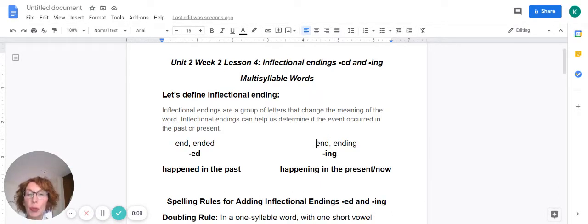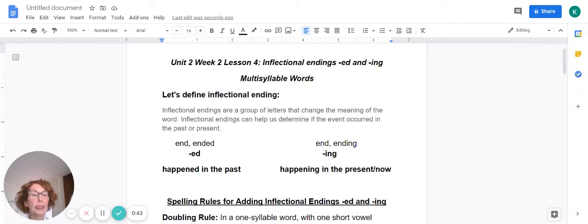We will continue to work with inflectional endings, ed and ing, and also multisyllable words. Again, the definition for inflectional ending is that they are a group of letters that change the meaning of a root or base word. Inflectional endings can help us determine if the event occurred in the past or present. An example is the root word or base word end. We add the inflectional ending ed, and it becomes ended. That means it has happened in the past.